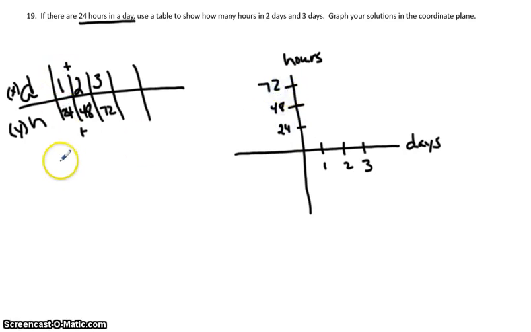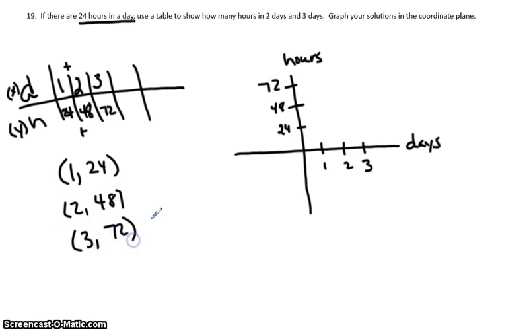And each one of these is an ordered pair. 1 day, 24 hours. 2 days, 48 hours. 3 days, 72 hours. And I go ahead and I plot my ordered pairs. If I did this correctly, because it is a ratio, it would form a straight line. And then I could find out different values by other points on the line.